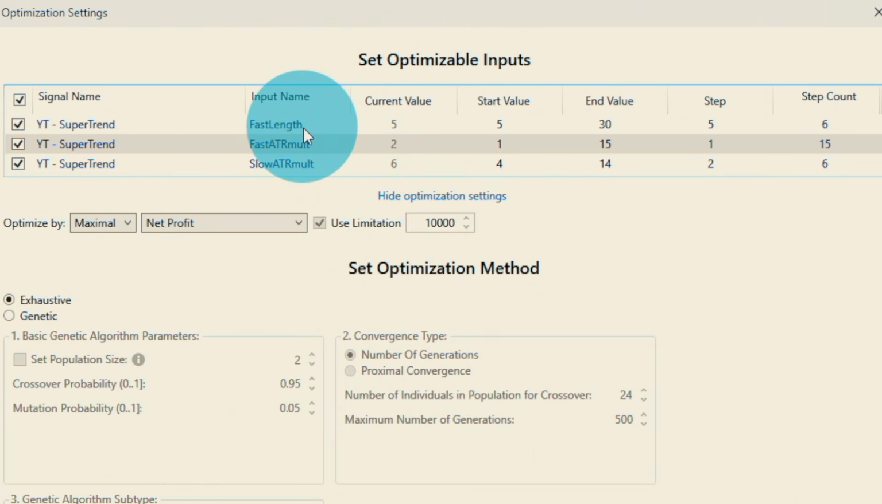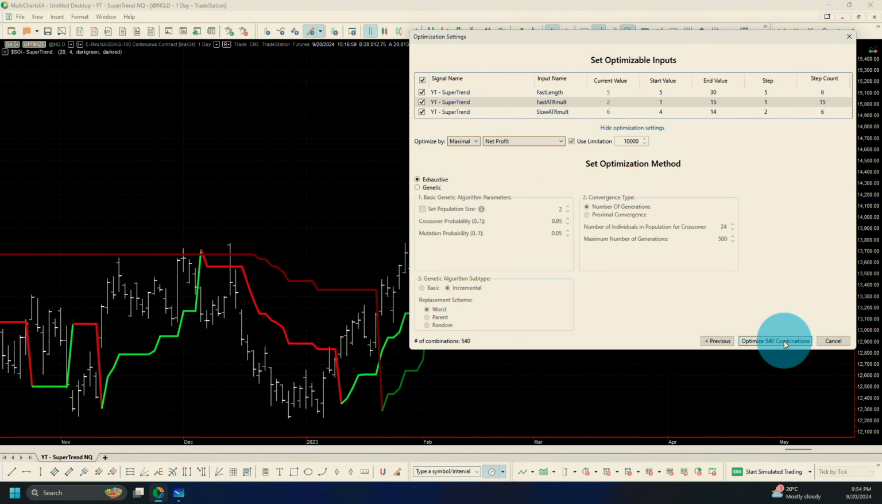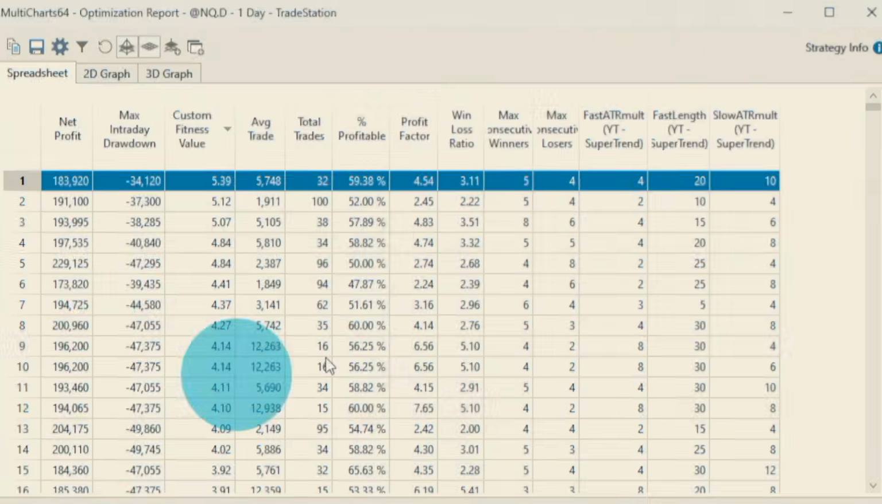So the fast length of the ATR, same, 5 to 30. The fast length ATR multiplier, 1 to 15, that's the same. And now our slow length is always 3 times this value. So when this is 5, the slow length will be 15. When this is 10, the slow length will be 30, and so on and so forth. And then the slow ATR multiplier is the third variable. So now overall we have 540 combinations. And this is the result.